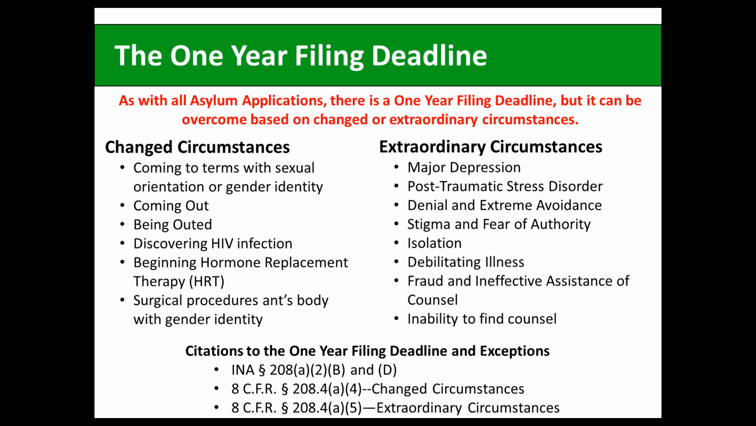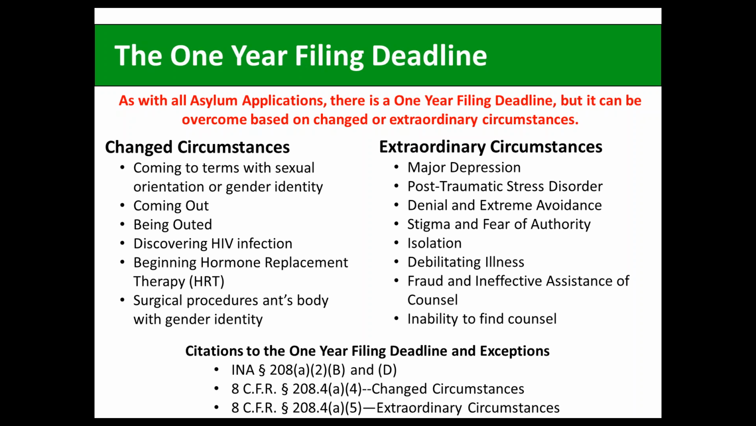And then lastly, seek documentation for every factor that shows the changed and extraordinary circumstances. That could be medical records, name change, psychological treatments, participation in support groups. There are a number of things that can prove each factor that shows the changed or extraordinary circumstances.